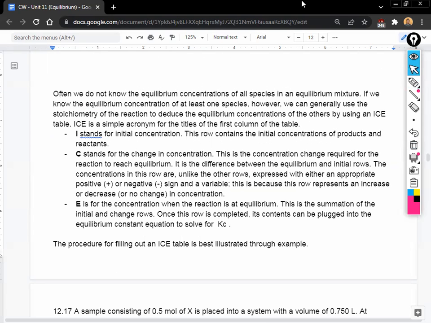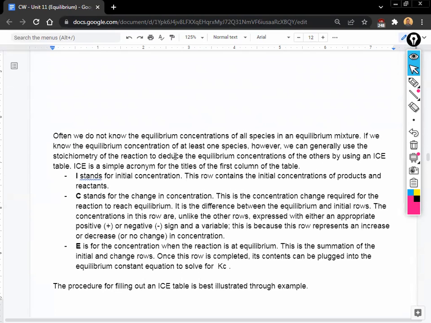Okay, so this is, you guys, please don't write this down. This is just me having it written for you, just so you can read back at it. But basically, the point is, oftentimes we don't know all the equilibrium concentrations.